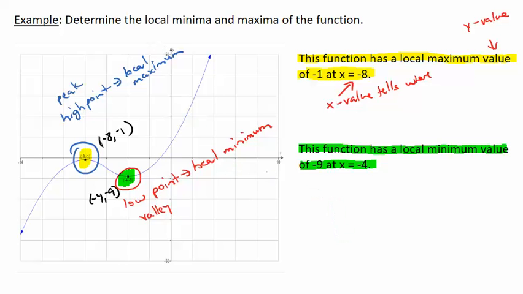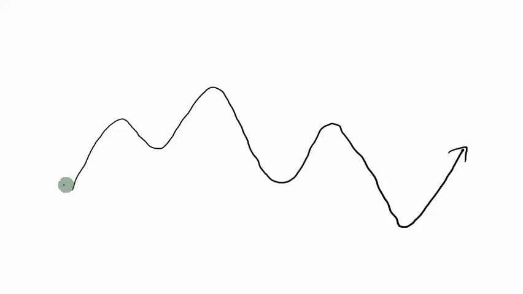Okay, so just to give you an idea of what that could look like, you could have a function that looks like this. And each of these yellows are maxima, and each of the greens are minima. Okay? And so that's an example where you have four local maxima and three local minima.